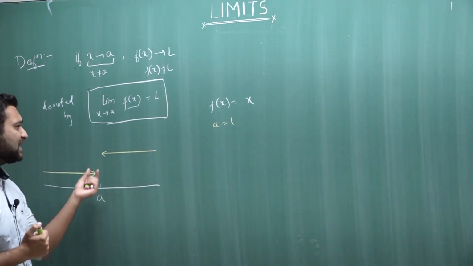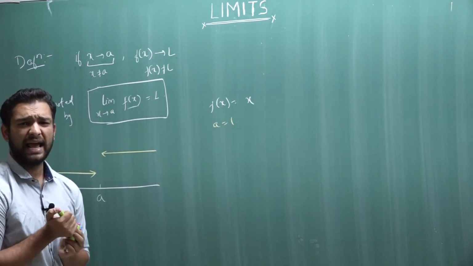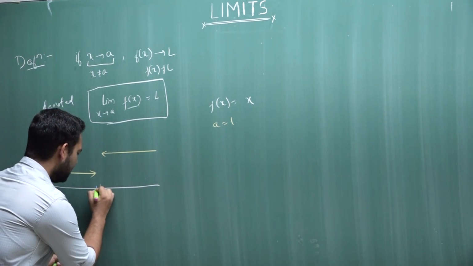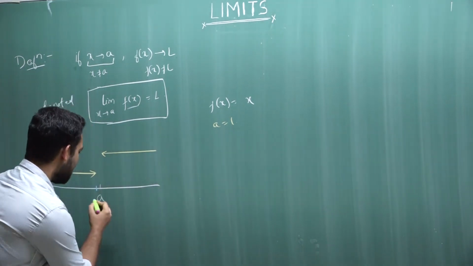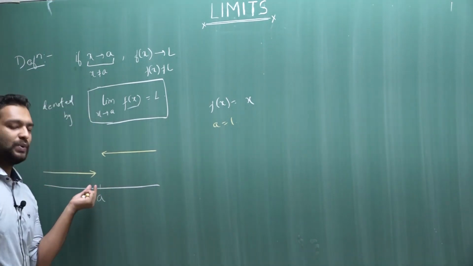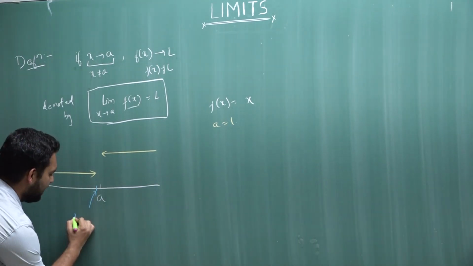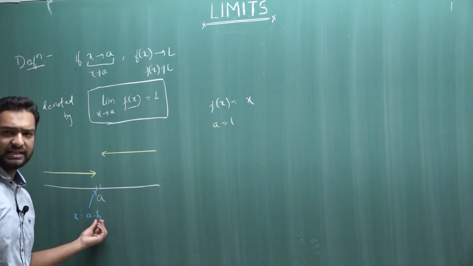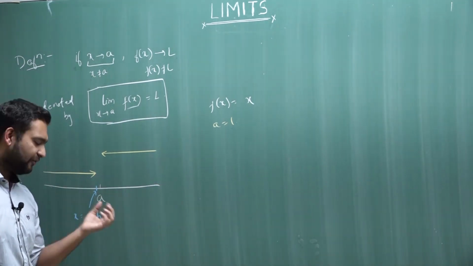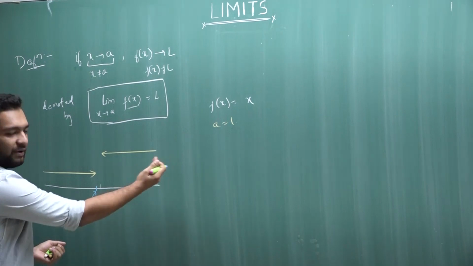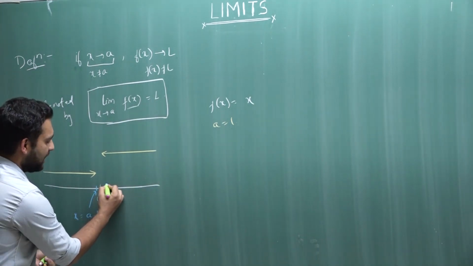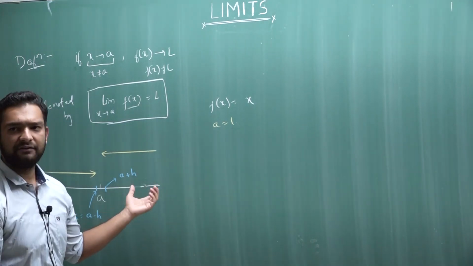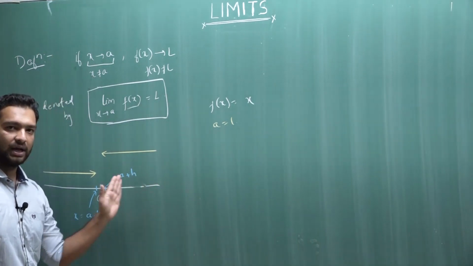Okay, now as I said, x tending to a means what? x is very close to a but not exactly a. So when we are tending, let's say from the left hand side, I'll make this point, it is very close to a. I'll name this as x is equal to a minus h, where h is a very small, infinitesimally small quantity. And while you are tending to a from the right, I'll name this point as a plus h, which is also again very close to a but it's from the right hand side.